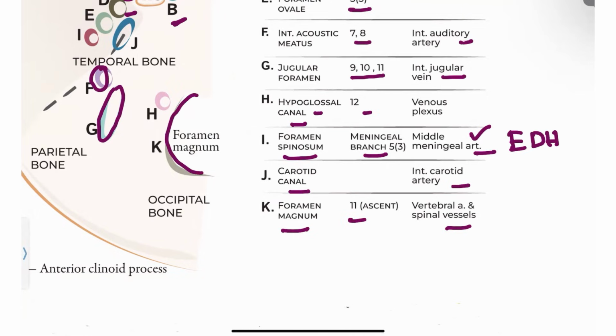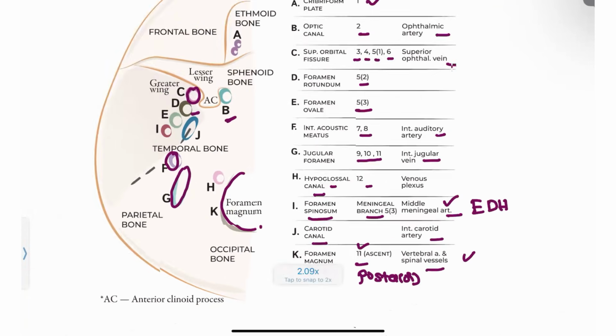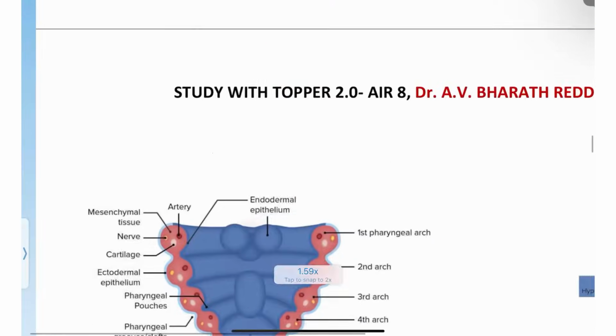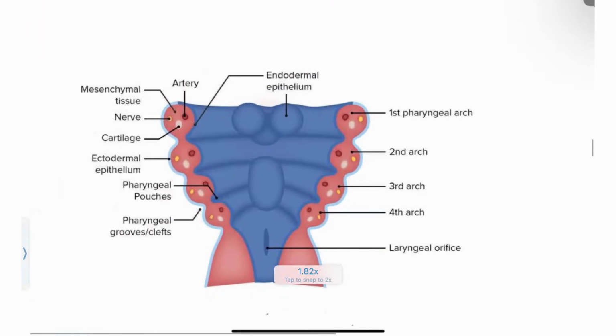This is the foramen magnum, right? Vertebral artery and also the 11th nerve. This is the only one seen on the posterior side. All these nerves and arteries which are passing through these canals are very, very important, guys. Next, moving on to the pharyngeal arches.